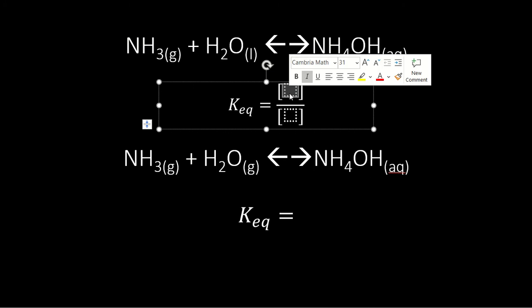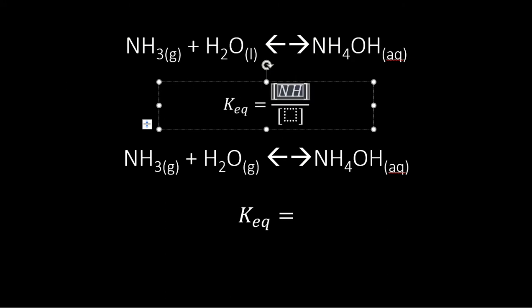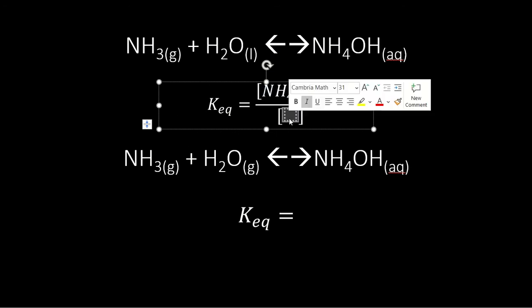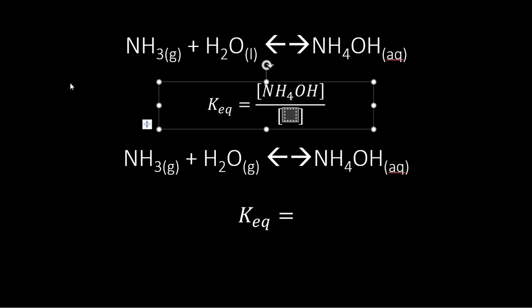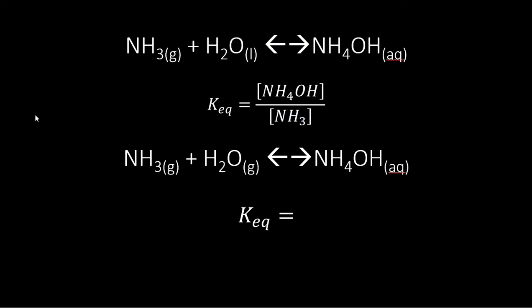Let's take the product, in this case NH4OH, so ammonium hydroxide. And it is raised to the first power because that is the stoichiometry in our balanced chemical equation. We are going to divide it by the concentration of ammonia, which is also raised to the first power because of the stoichiometry of this particular chemical reaction.